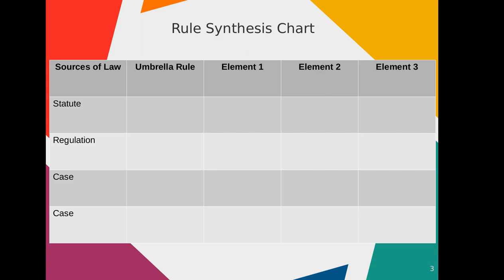In this case, we have 3 elements. Of course, in other cases, you may have 2 elements, 4, 5. You may also have different numbers of sources of law. You can make this chart as large or as small as you need to.